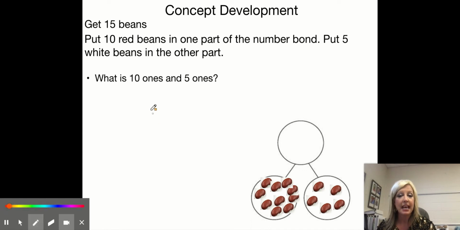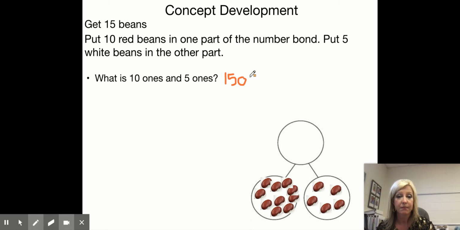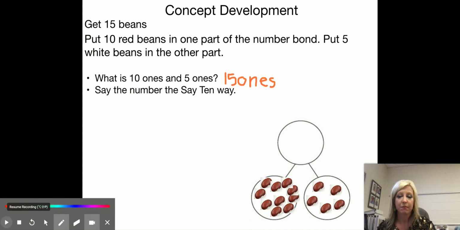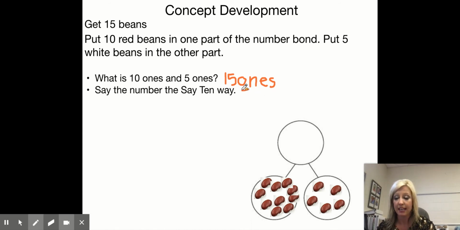So what is 10 ones and 5 ones? How would we say that? Very good. We would say 15 ones. What is the say 10 way? Pause the video and think about, how do you say that 15 using the say 10 way? Very good. You say it 10, 5.